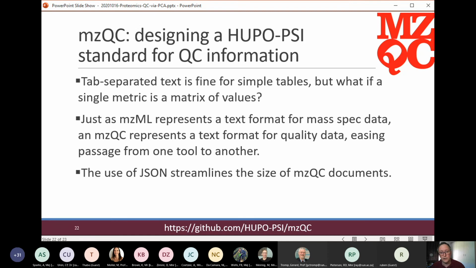And we've taken things in a relatively new direction. HUPO-PSI is widely known for having created the mzML format for storing raw data from mass spectrometry in XML. We've opted to use an approach called JSON to create a very compact, very easy to parse stream of information to pass information from one tool to another. So just because some of these metrics fit into nice square tables, experiment 1, experiment 3, metric, we can instead create information that's got a complex structure and feed that to downstream tools via mzQC.